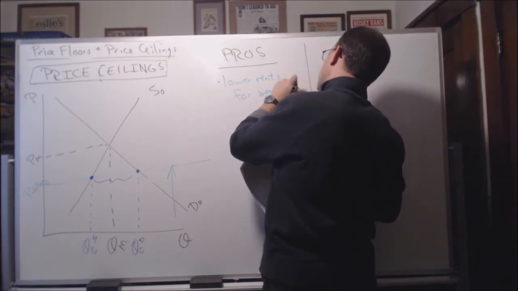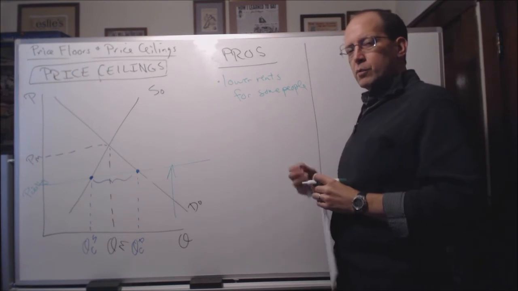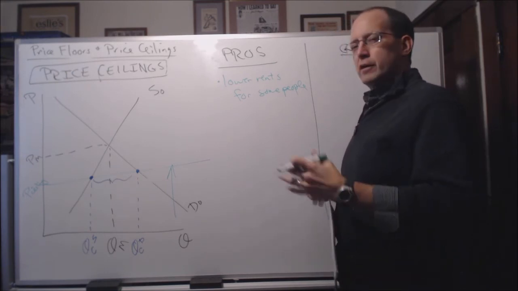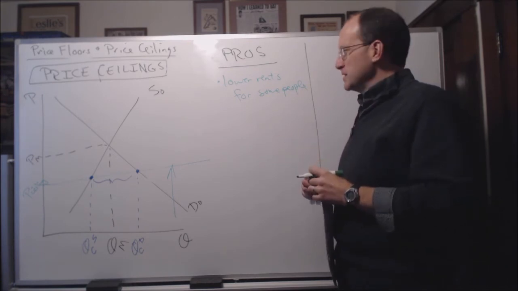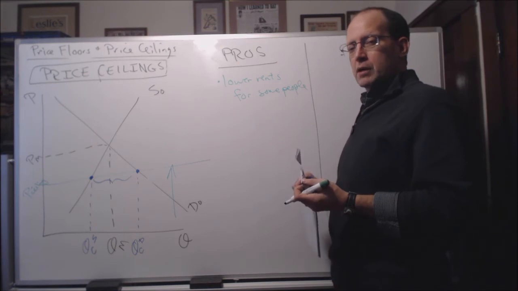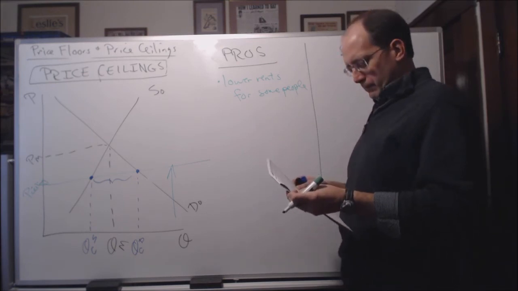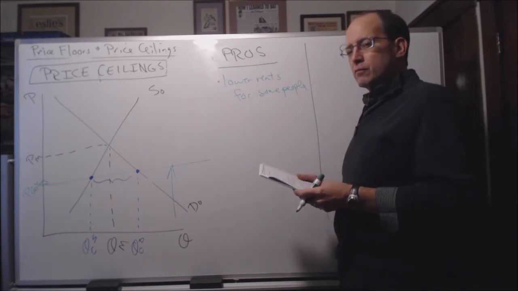For some people, if you're one of the lucky ones that gets one of those rent-controlled apartments, there are some funny video clips on this, YouTube clips from Seinfeld and other places you can look at. But lower rents for some people. And that was the goal of the program, to make affordable housing a reality. That's really the only pro. But it's a big pro, right? It's good for those folks.